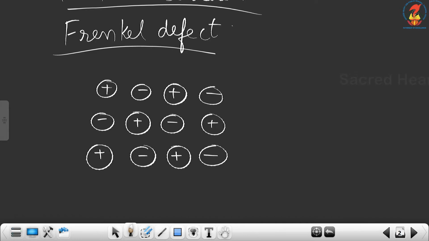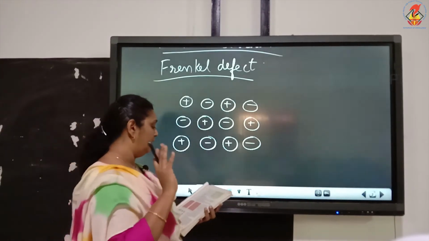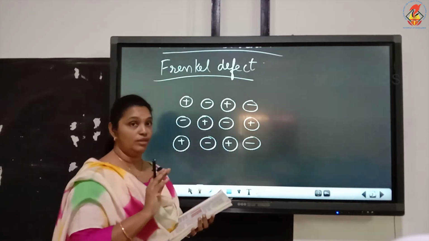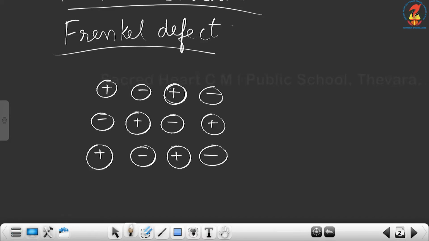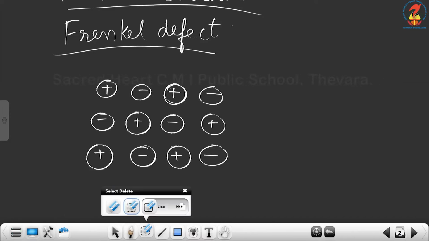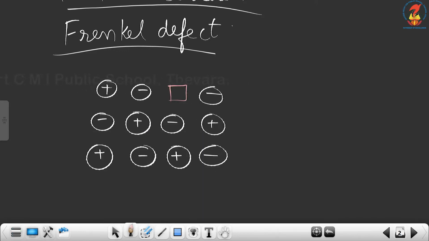Suppose this is an ionic solid. What do you mean by Frenkel defect? Dislocation of a cation from its normal site. So, suppose I am going to dislocate this cation from its normal site, it will move from this side. What is created there? A vacancy is created here.